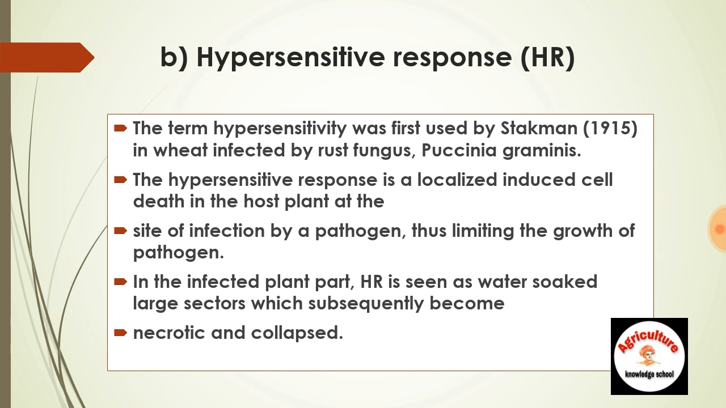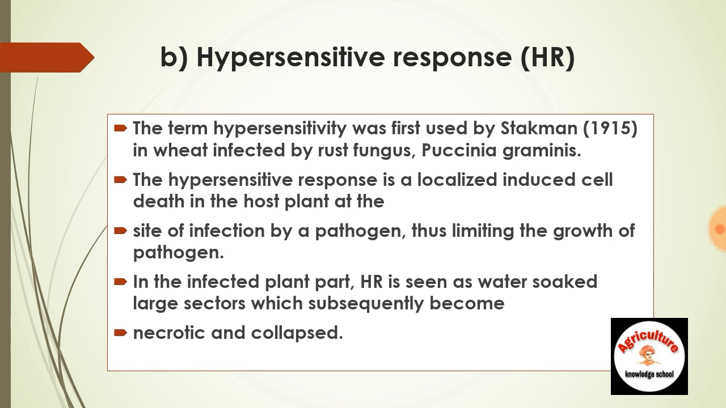Now part B is hypersensitive response. The term hypersensitivity was first used by Stakman in 1915 in wheat infected by the rust fungus Puccinia graminis. The hypersensitive response is a localized induced cell death in the host plant at the site of infection by a pathogen, thus limiting the growth of the pathogen in the infected plant part.